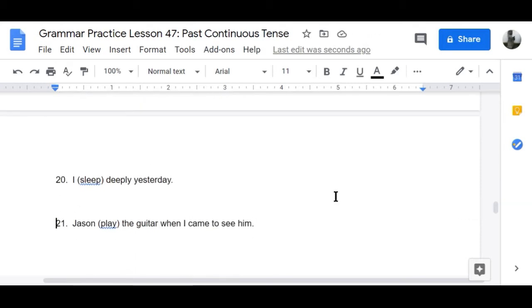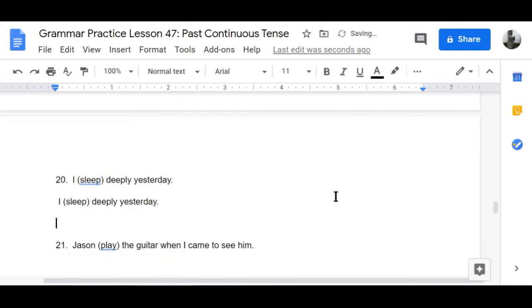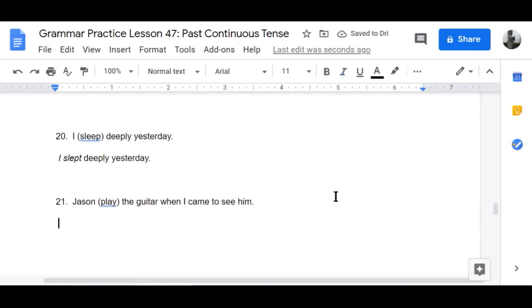And 20, I slept deeply yesterday. Guys, sleep, past simple, okay? Past tense. I slept deeply yesterday. And 21, Jason was playing the guitar when I came to see him. Jason was, past continuous, playing the guitar when I came to see him.